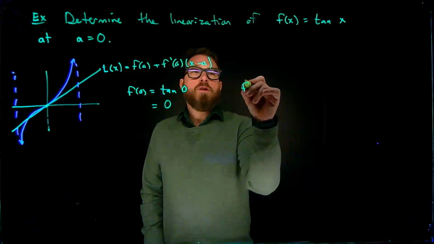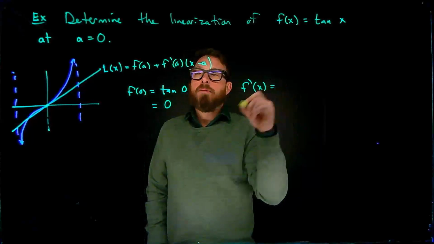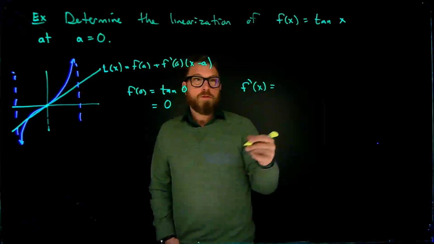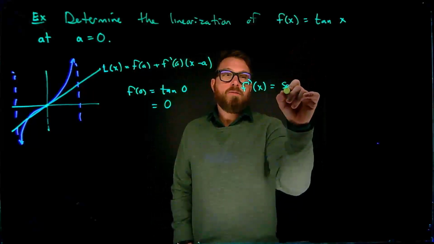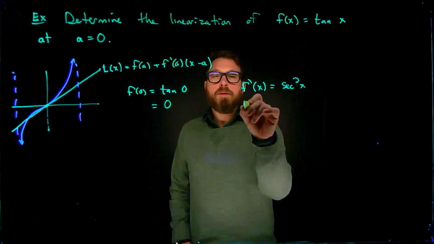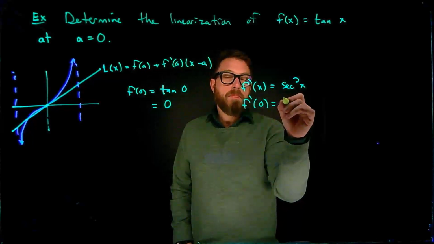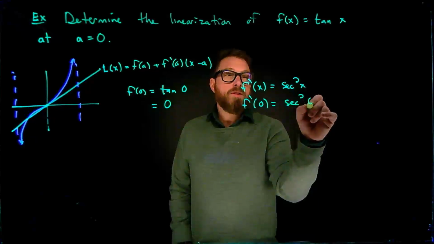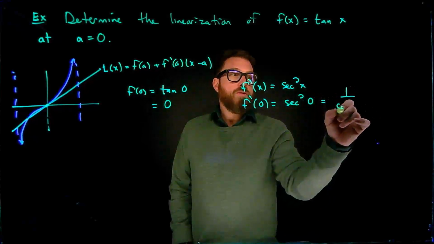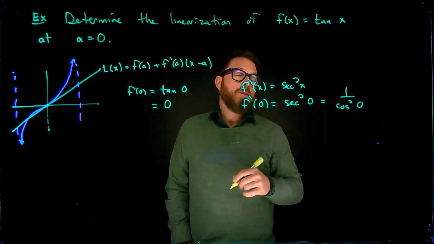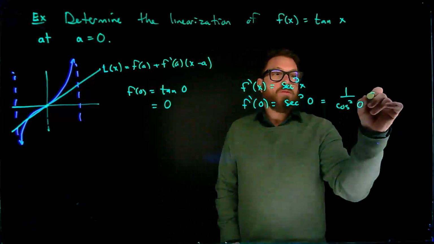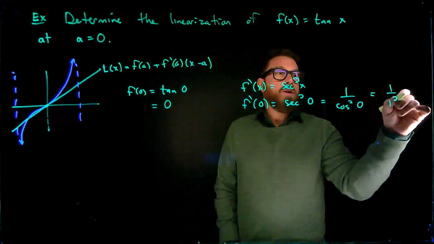I'm also going to need to know f prime of a, but before I find f prime of 0, I'm going to have to find f prime first. So the derivative of the tangent is going to be equal to the secant squared of x. So that means f prime of 0 is going to be equal to the secant squared of 0. Now, this is 1 over the cosine squared of 0. And the cosine of 0 is equal to 1, so this is 1 over 1 squared, which is equal to 1.